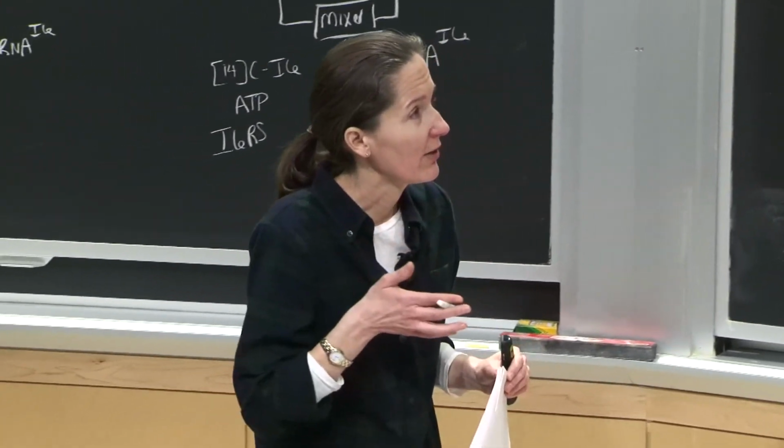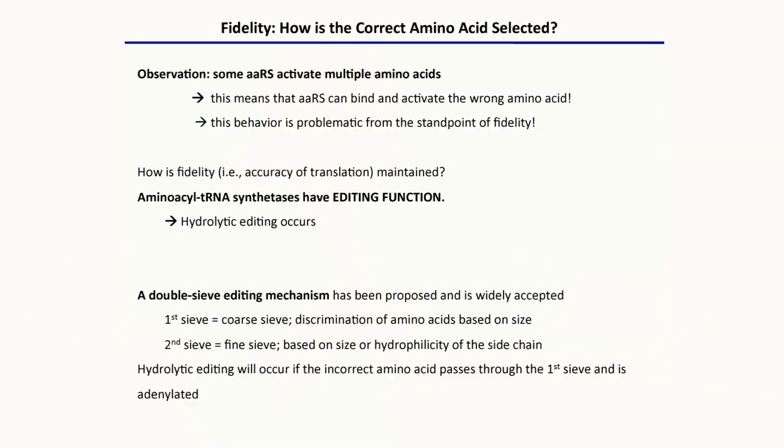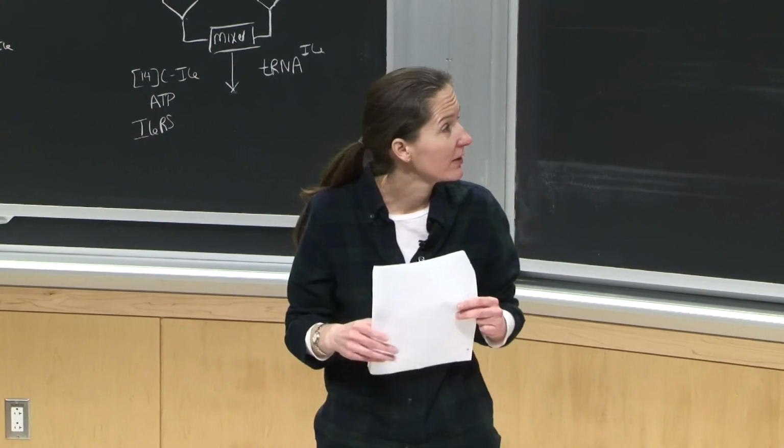And as background, an observation made, say from studies like that ATP-PPi exchange assay, is that some aminoacyl-tRNA synthetases can activate multiple amino acids. So not only the one they're supposed to activate, but also others. So what does that mean? That means that the enzyme can bind and activate effectively the wrong amino acid. And if we think about fidelity, we can think about this as being a problem here.